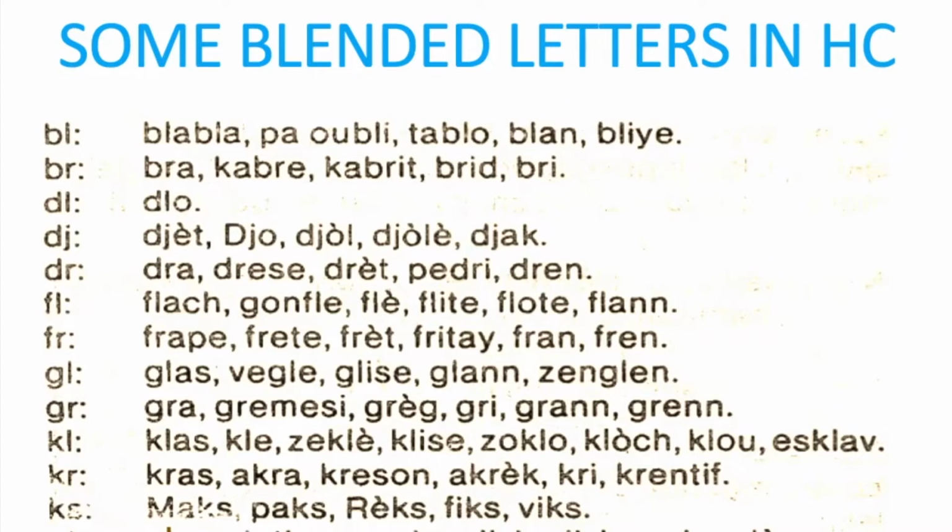Then we have CL. Classe, clé, zéclé, clissé, zoclo, cloche, clou, esclave. Then we have K, R, like kr. So we have crasse, accra, cresson, accrec, cri, craintif.